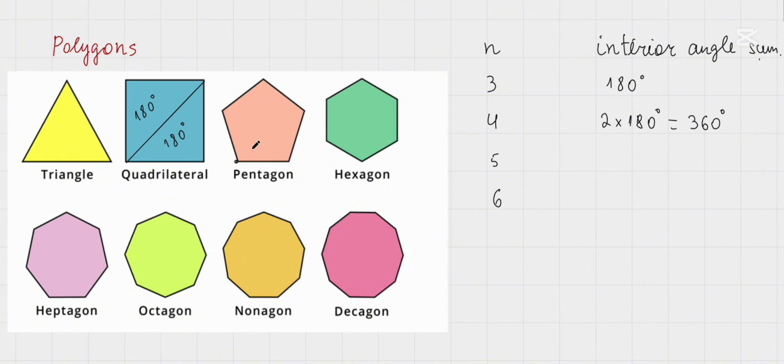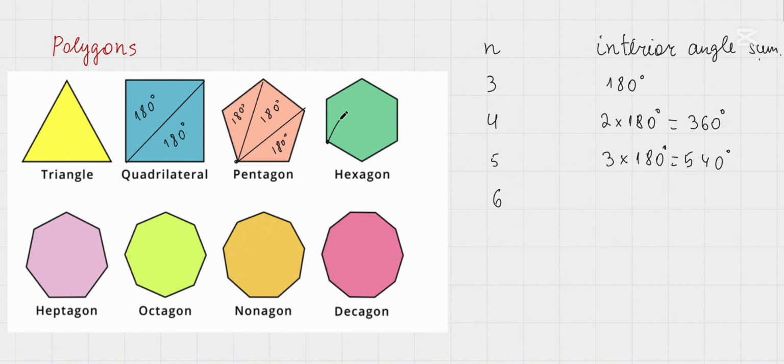Now let's look at pentagon and draw its diagonals. Basically 1 and 2 diagonals we could draw from the vertex. And if each of them is 180 degrees here, we can say in pentagon we have 3 times 180 degrees, which is 540 degrees. Now let's look at hexagon and draw its possible diagonals from one of its vertex.